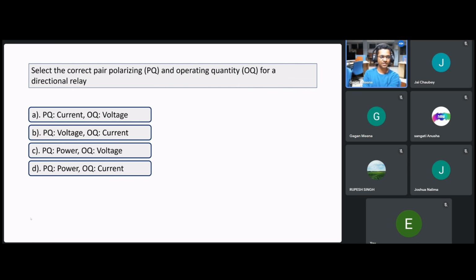Then this is the next question. This is also based upon the directional relay. So we have to select the correct pair of polarizing and operating quantity for a directional relay. So which option is correct? Which one is the polarizing quantity and which one is the operating quantity?